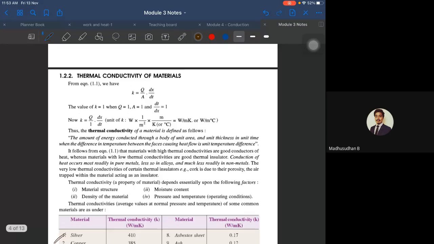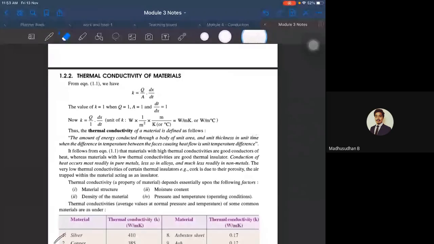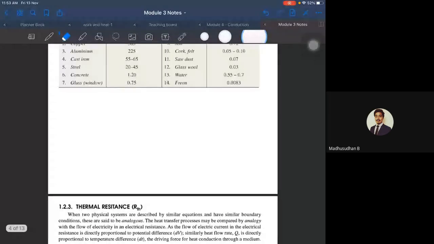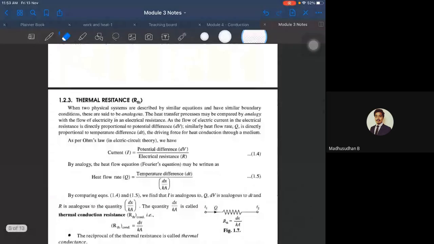What is the unit of thermal conductivity? Watt per meter Kelvin. You have to just remember this. So what is the unit of thermal conductivity? It is watt per meter Kelvin. Okay, remember this. Any doubts here? No, sir. Okay, fine. So next is your thermal resistance.